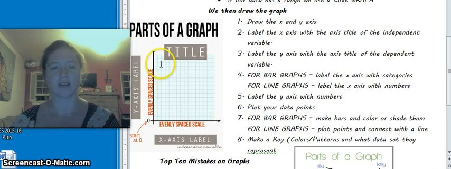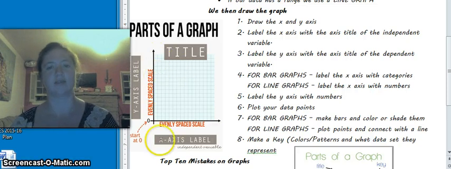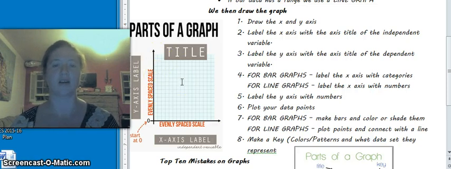Okay, so if we look here, this is a kind of a good image of what you need to have on a graph. You've got to have your title, your y-axis label and the scale, your x-axis label and the scale.